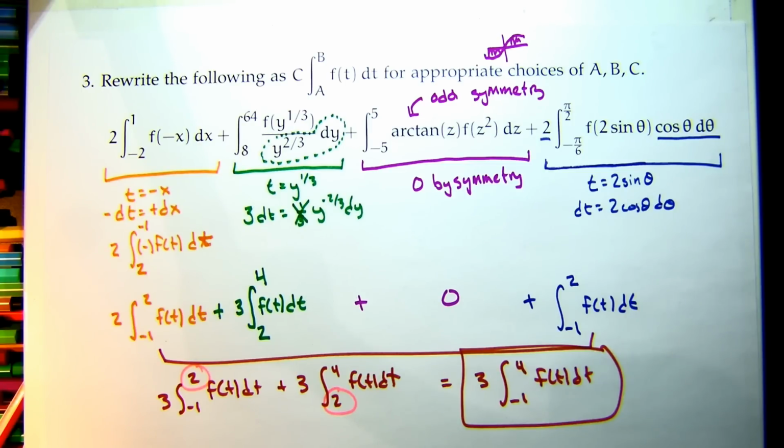Why can we make X and Y and Z and theta all the same thing? This is a fantastic question because X and Y and Z and theta are just dummy variables. They don't matter at all. You can use any symbol you want.